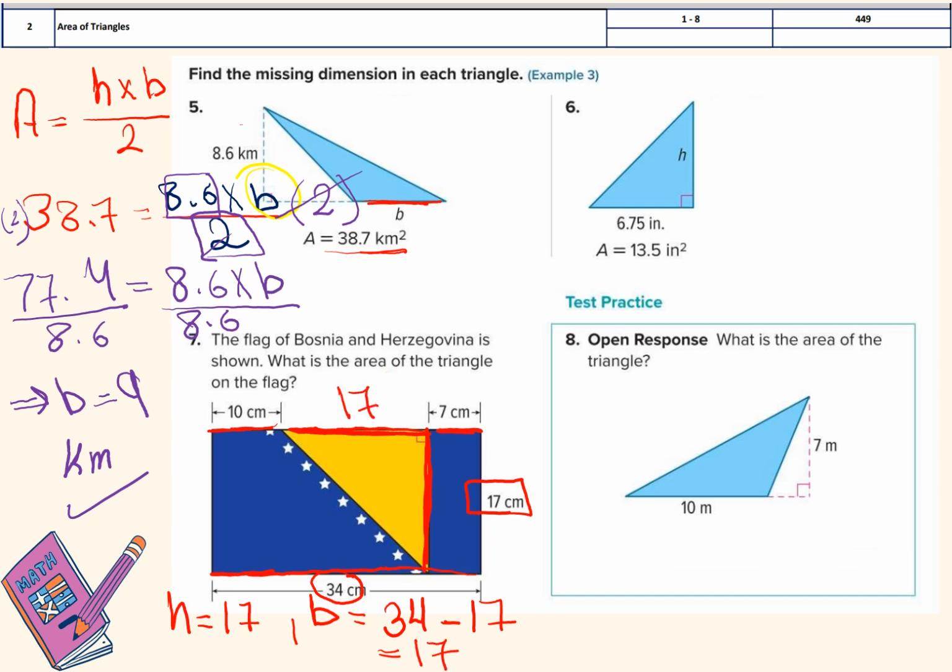Now, let's use the formula to find the area of the triangle. So 17 times 17 over 2. 17 times 17, which is 289, divided by 2. The answer is going to be 144.5 square centimeters.